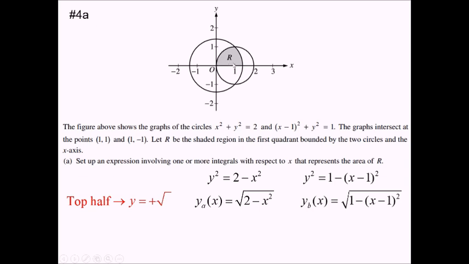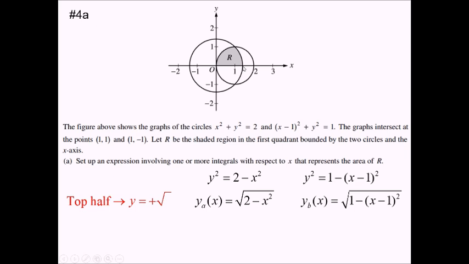Between 0 and 1, you're using the semicircle from this shifted circle here, y sub b of x. But from 1 until this spot where the big circle's hitting the x-axis, you're using the semicircle from that big circle, y sub a. So in order to really write all these integrals out, I'm going to need to know what this intersection spot is right here.